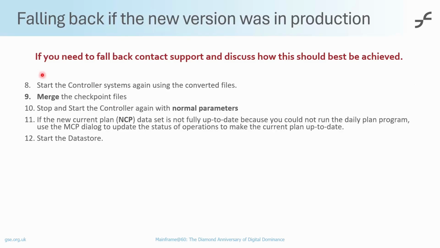Number 8, you can start your controller with updated parameters, and then you need to stop it again, merge the checkpoint file, and then you can start the controller again with normal parameters. So as you can see, this is basically the same procedure as the upgrade. The only thing that will change is that you are falling back to the previous version.